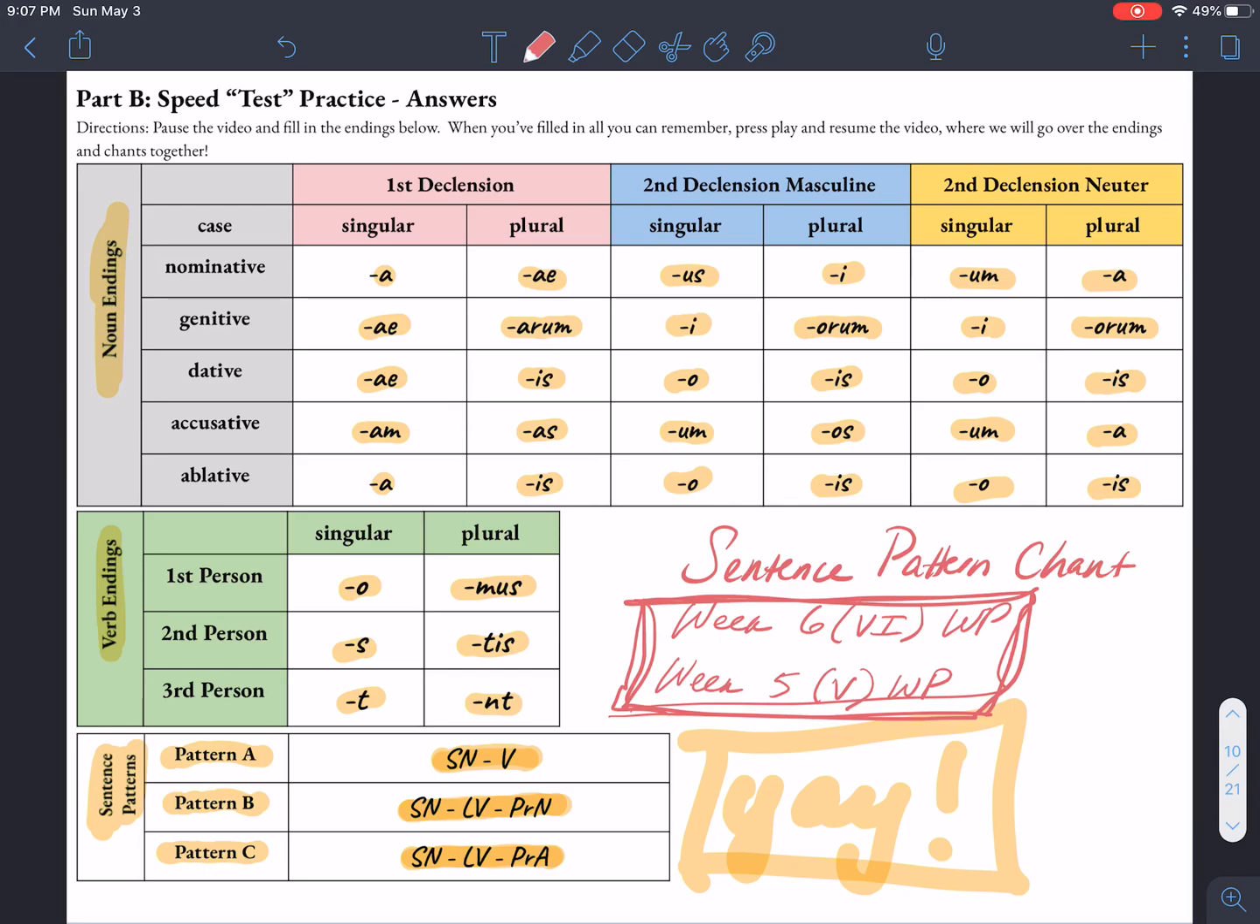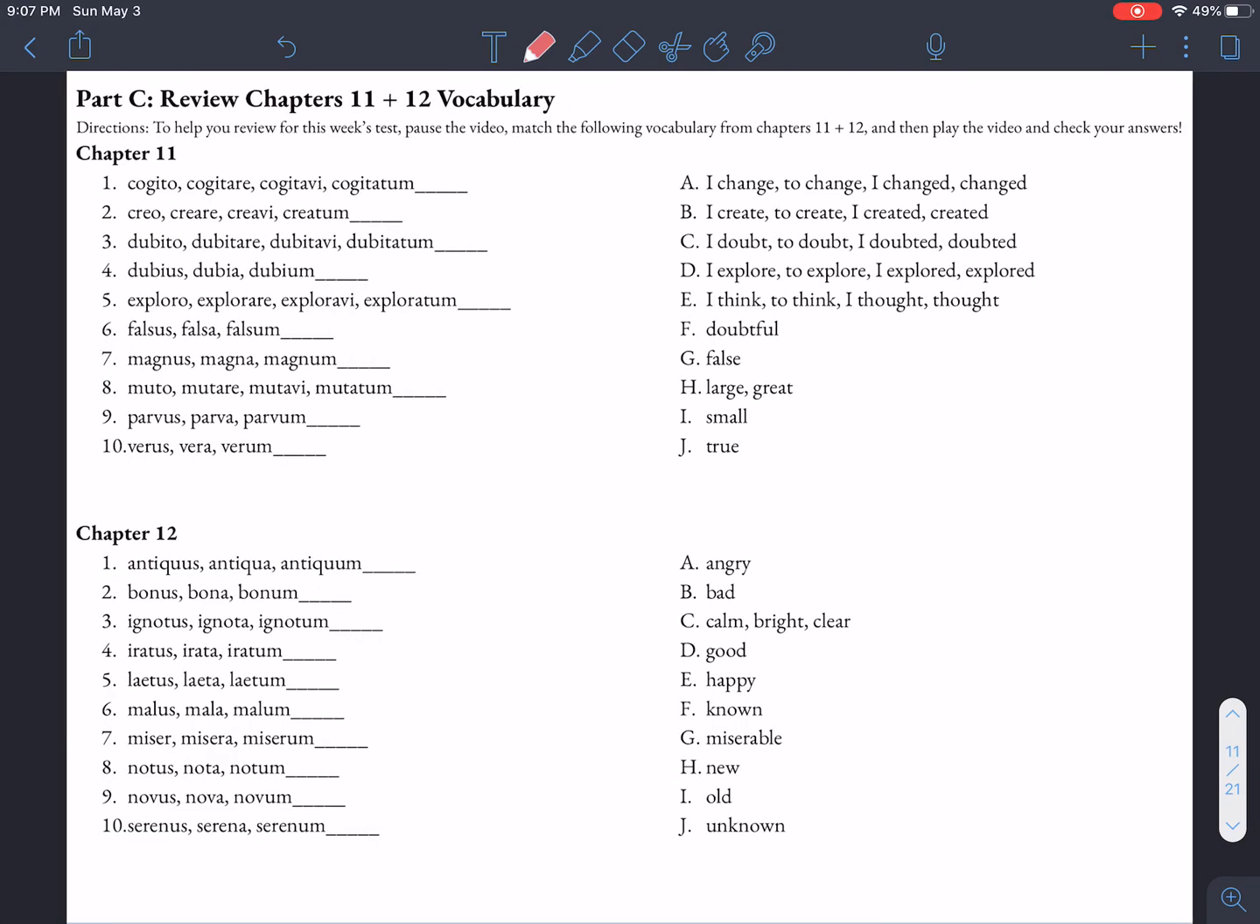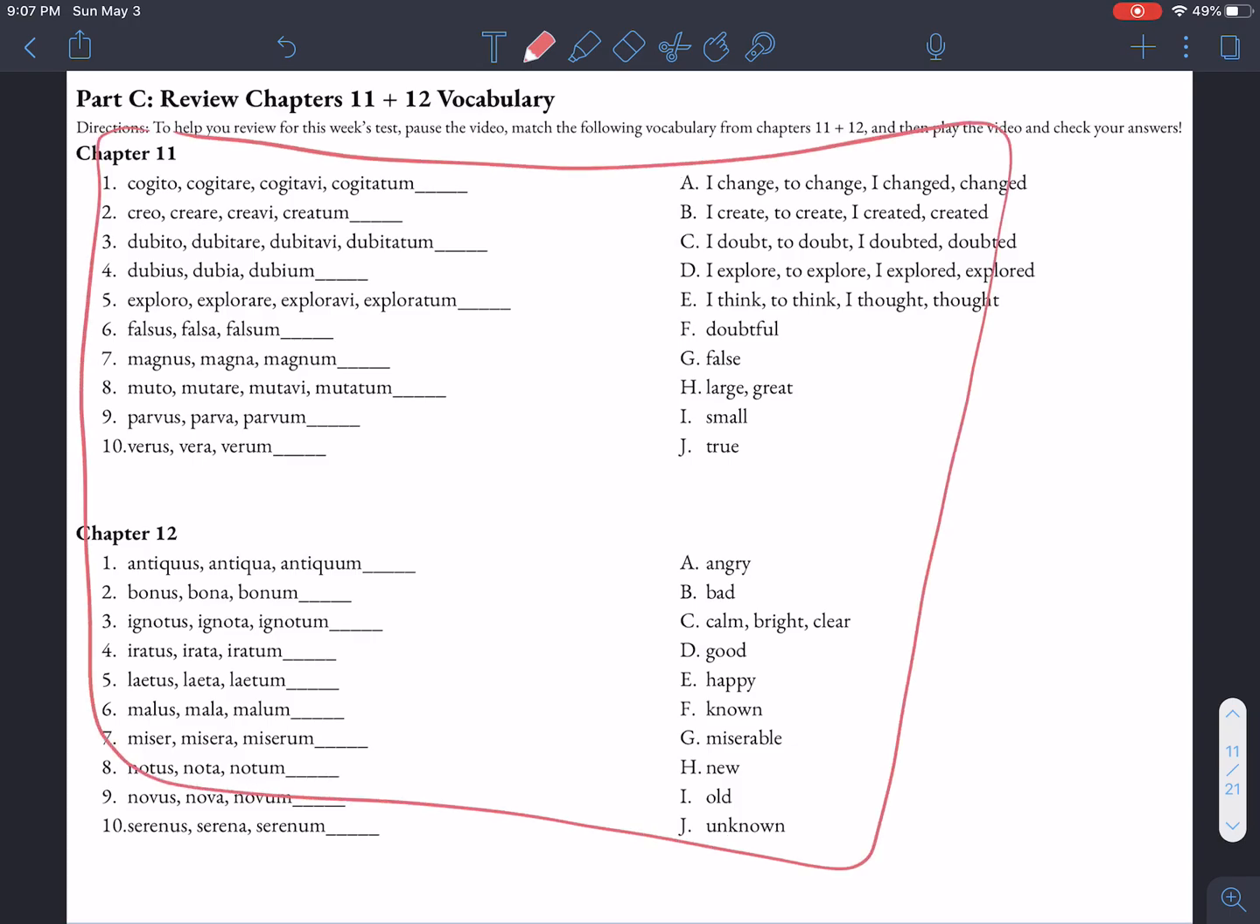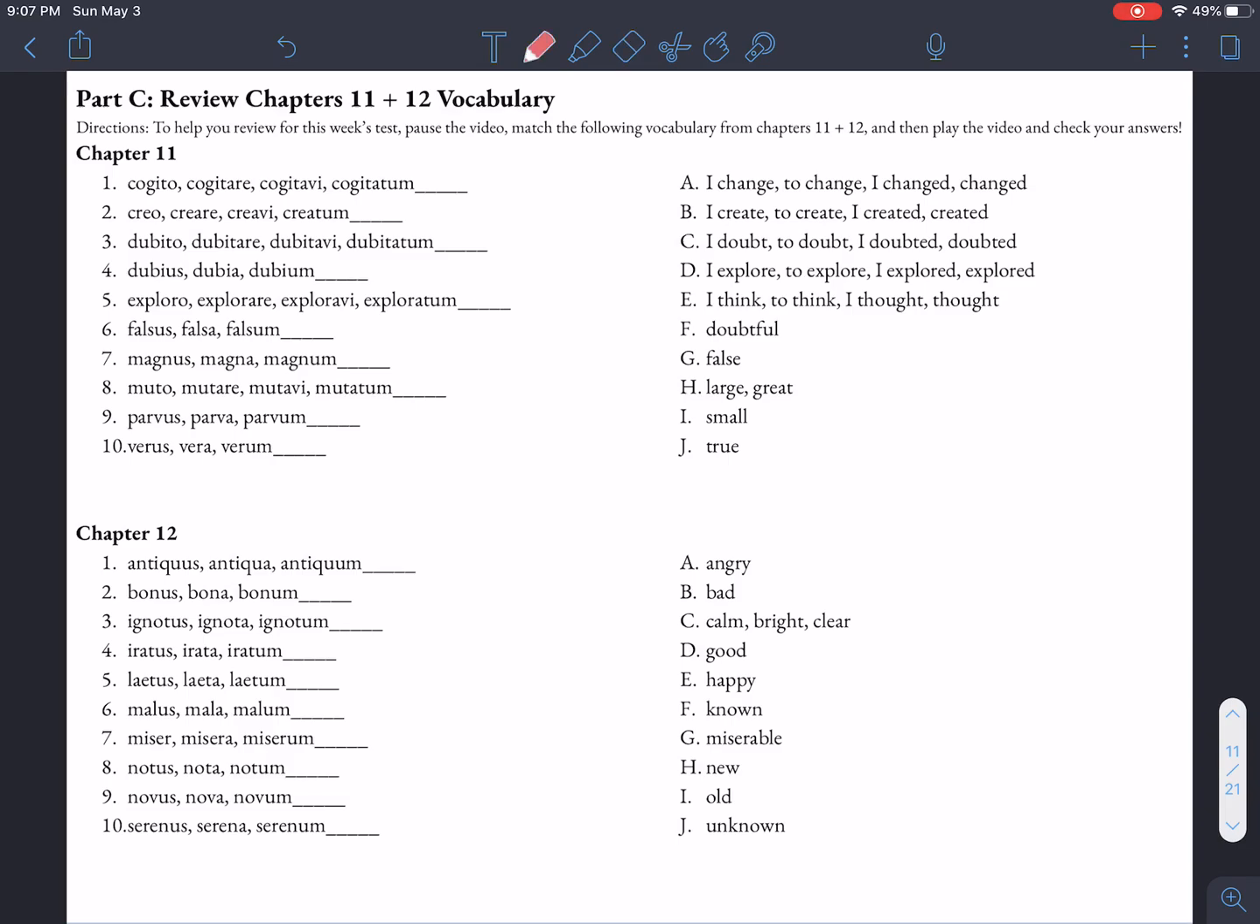Trust me. Now we're going to move on to part C, to help prepare for the Unit 3 test, which you're going to be taking at the end of this week. Unit 3 is just chapters 11 and 12. I'll tell you more about it, but definitely this section is going to help you study for that. If you know this vocabulary, you're going to be just fine. Make sure that you know these vocabulary words though.